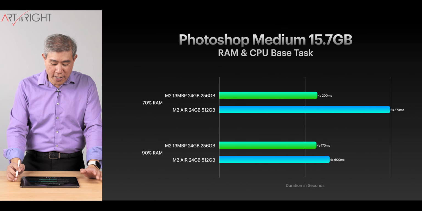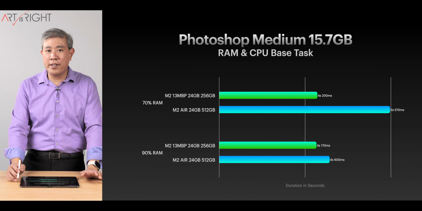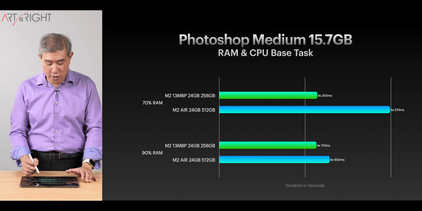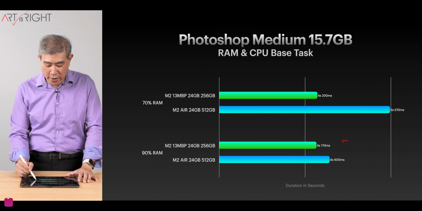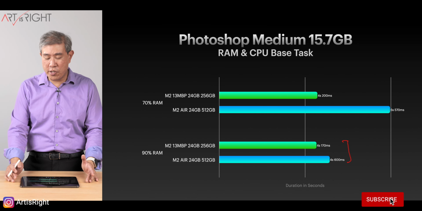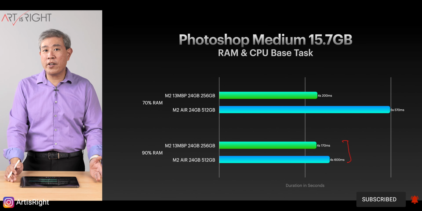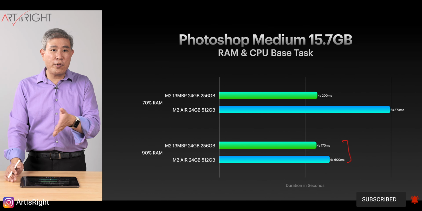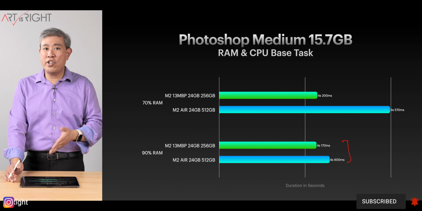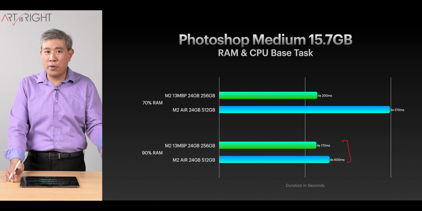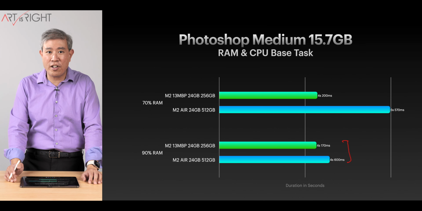So we can see that the MacBook Pro is doing a lot better at 70%. However, when we start to bump up the RAM allocation to 90%, the variation between these two gets much smaller. You're talking about half a second faster, which is not that big of a difference at all. Now, one thing that you have to remember is that Photoshop in general, if you're working with large files, it loves the RAM. It doesn't really hit the CPU or the GPU that hard at all.